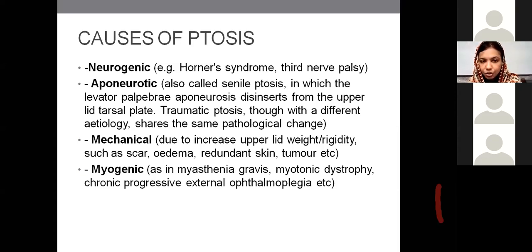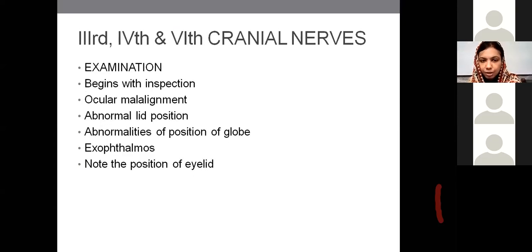The commonest causes may be neurogenic, that is Horner syndrome or third nerve palsy, aapke mind mein hona chahiye. Or myogenic causes ke andar myasthenia gravis or myotonic dystrophy mind mein hona chahiye. Others are the aponeurotic and mechanical. Now the third, fourth and sixth cranial nerve examination. It begins with the inspection: ocular malalignment, abnormal lid position, abnormalities of the position of the globe, exophthalmos, and note the position of the eyelid.